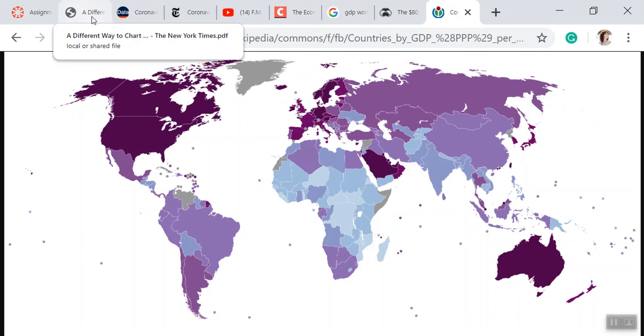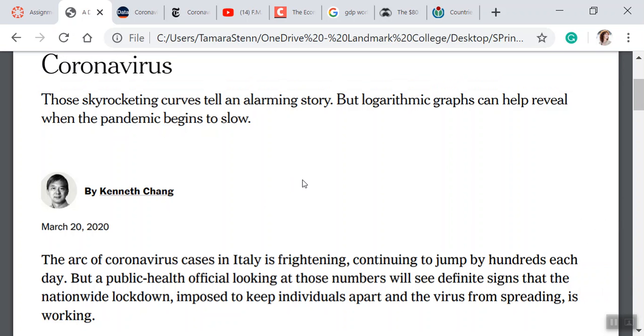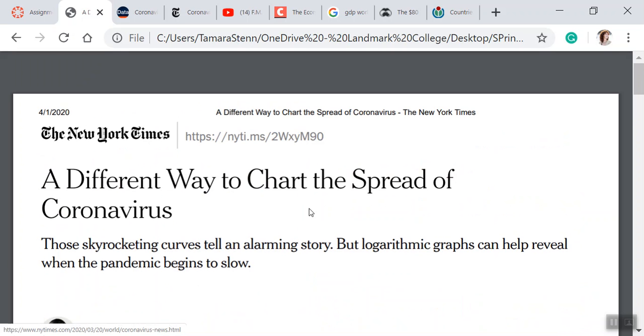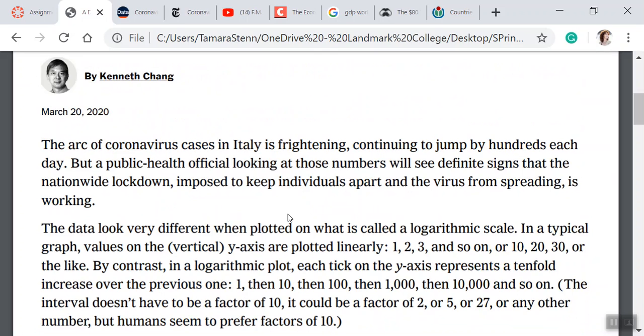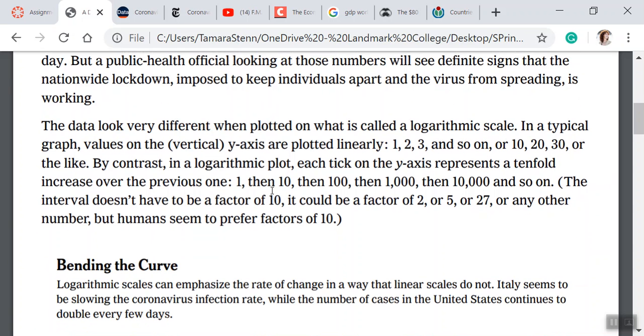So when we start looking at coronavirus and we start understanding how the pandemic is affecting people and how it is growing, we're going to be using that same mindset, that same logarithmic way of thinking that we just looked at with the per capita GDP. We're going to be looking at a per capita rate of increase of coronavirus. Okay, and this article is introducing this idea to us, right?